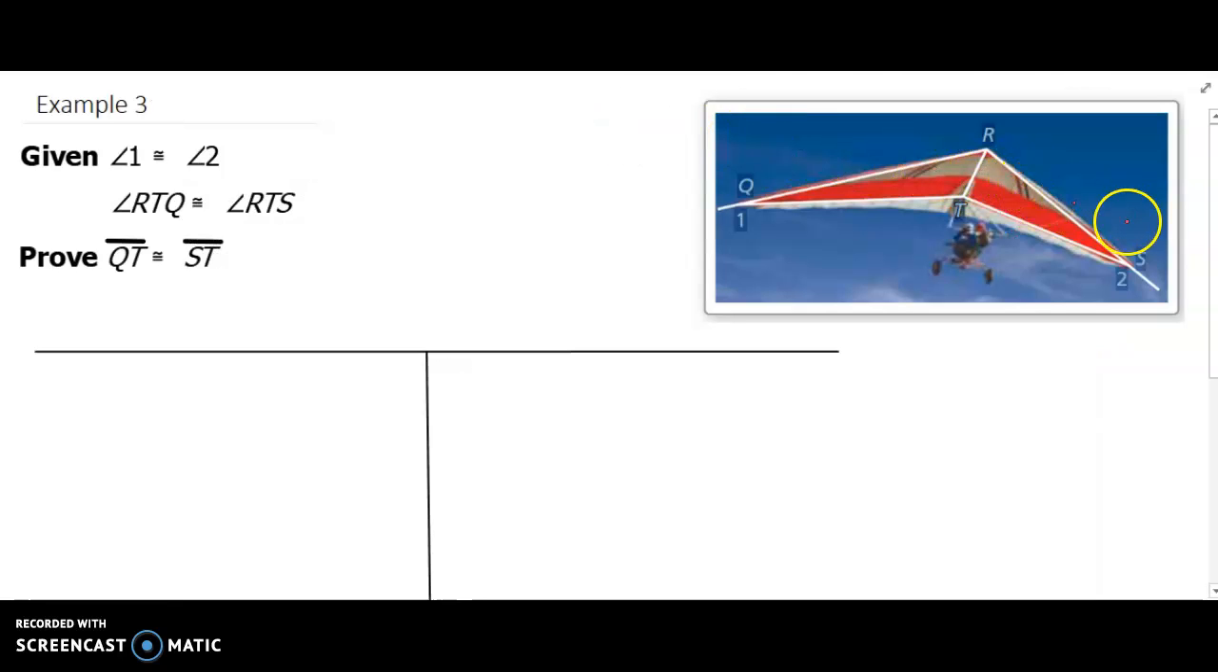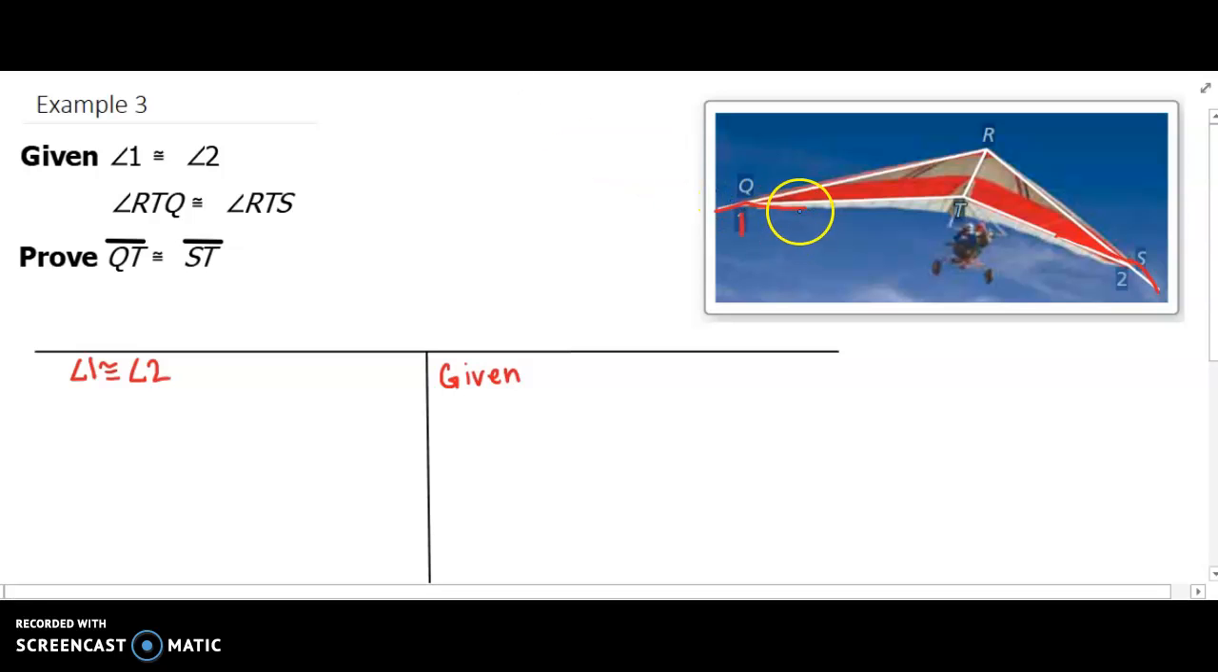This one's a little more complicated to write out. So I'm given that angle 1 is congruent to angle 2. That's given. Now, angle 1 and angle 2 are the exterior angles. So this would be angle 1. This would be angle 2. Okay. Now, how can I use that? Well, I can use that to show that this angle here is congruent to this angle here, but it's going to take a little work.